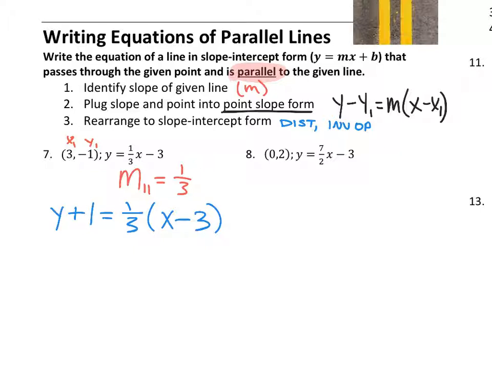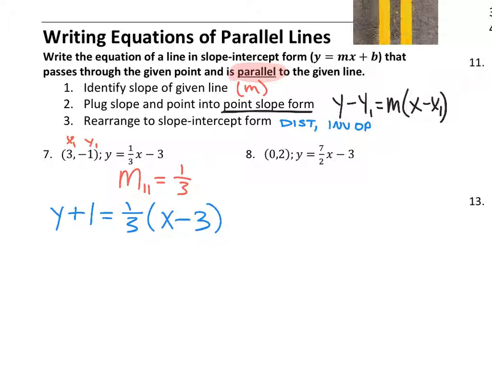Does everyone know where I get the numbers from? If you don't, I'm not going to leave this up here the whole time, but this is what I'm doing. I'm taking the x1 and plugging it where the x1 goes. I'm taking the y1, plugging it where the y1 goes. I'm taking the slope and plugging it where the slope goes. That's where I'm getting those numbers from.